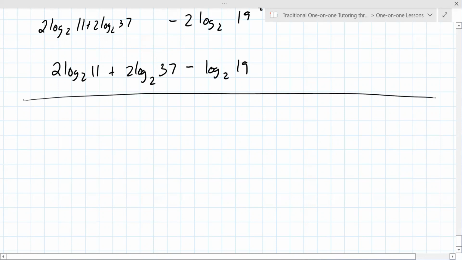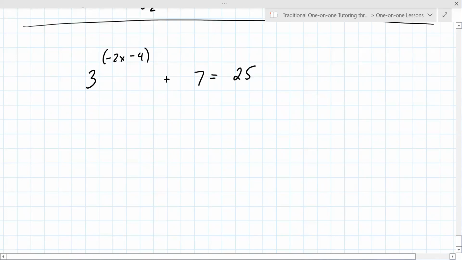Can you do one like 28? Yes, let me go back and figure out what 28 was. Yes, okay. 3 to the power of minus 2x minus 4, plus 7, equals 25. And if you have questions, please ask here.